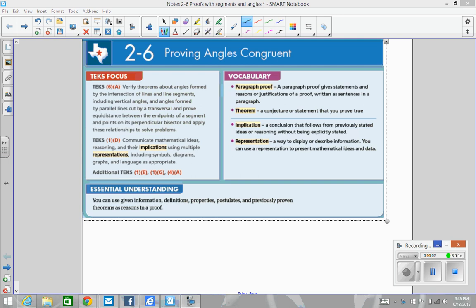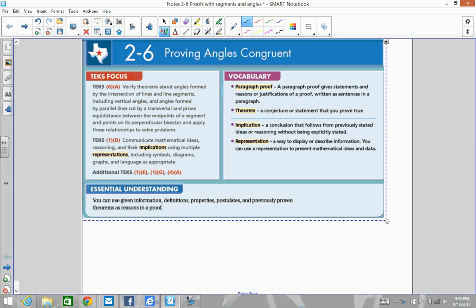Welcome to Geometry Pre-AP. Today we're going to talk about proofs and actually filling in and doing some proofs today. We will give you all the building blocks on the video tonight so that you can work with those proofs tomorrow in class.